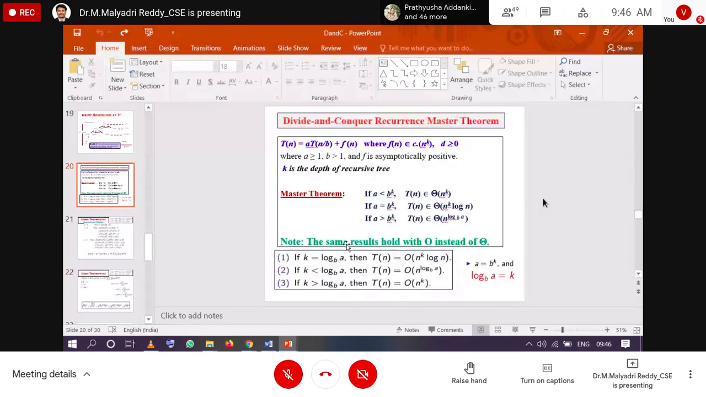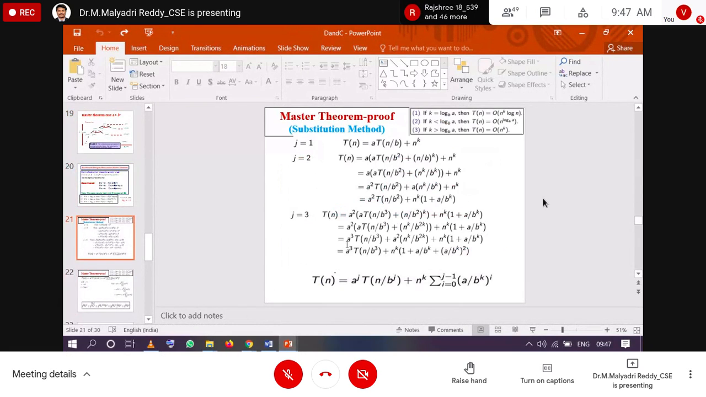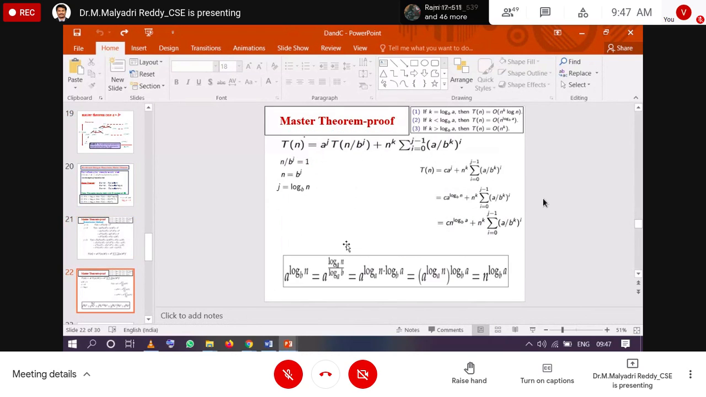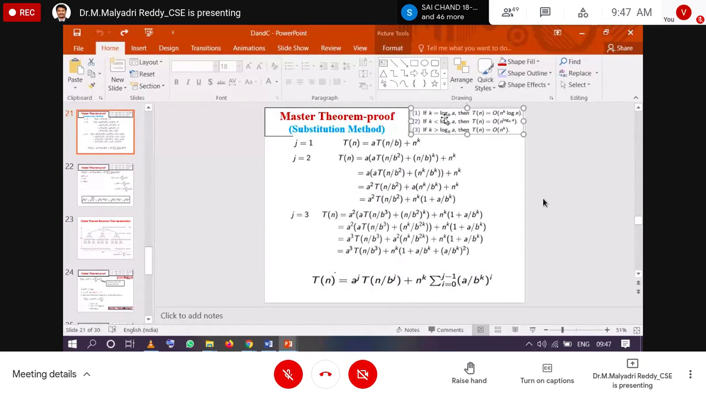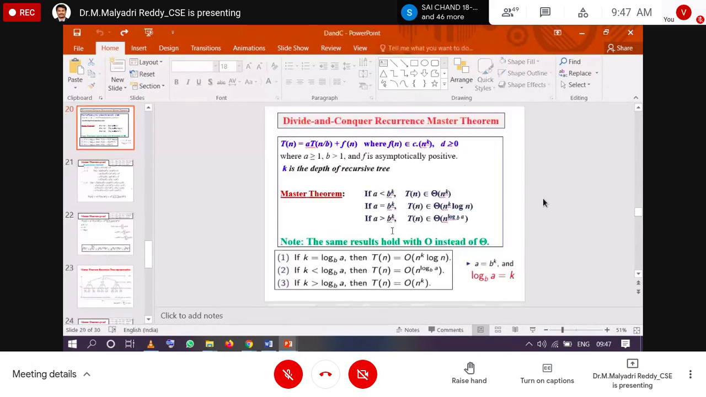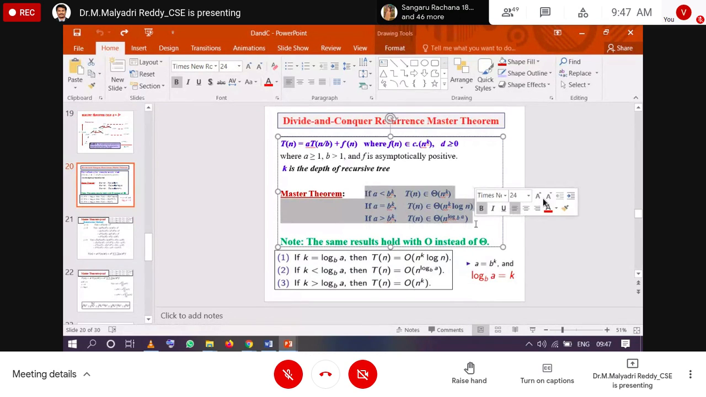I explained this one is a recurrence, and one is the master theorem, using the recurrence tree method or the substitution method. If possible, learn at least one method. Otherwise, you have to learn this table. That is, if a is less than b power k, then the complexity is n power k, like this. At least you have to learn this one. Got it, sir.